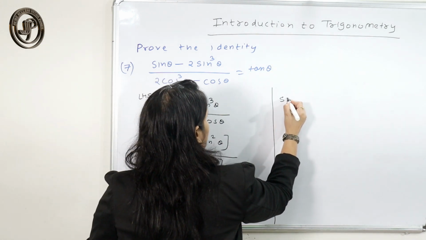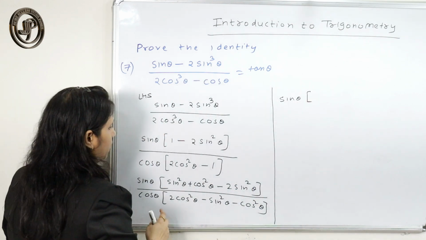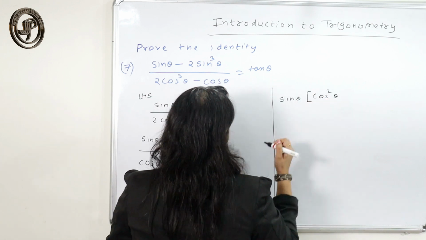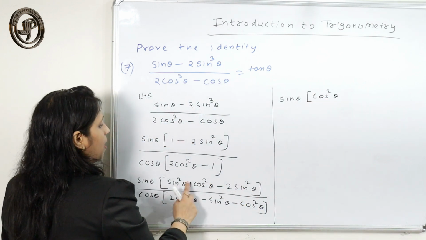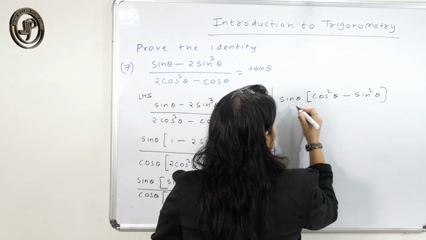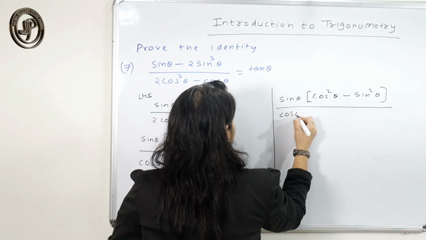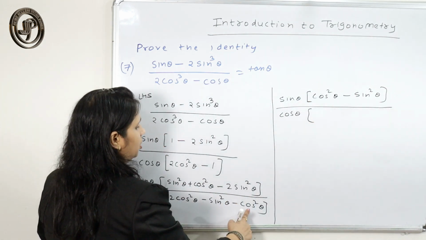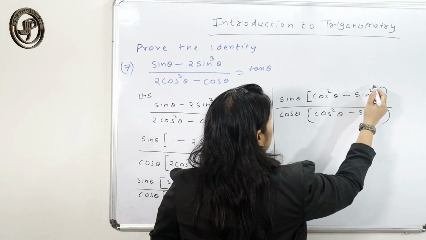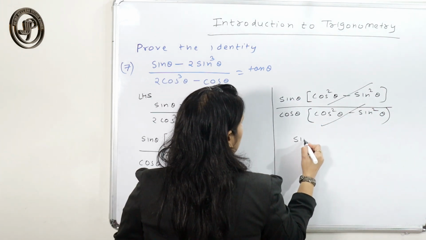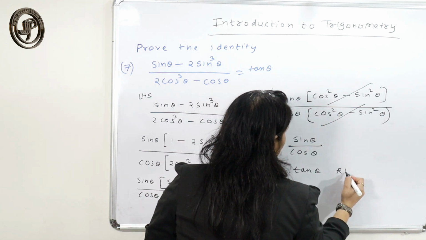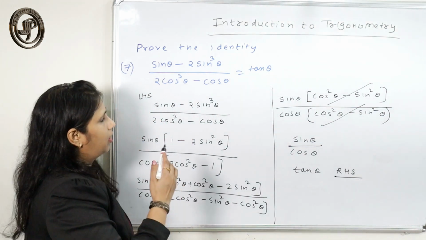Now just simplify. In the numerator there are like terms. It is cos square theta, and sin square theta minus 2 sin square theta, it is minus sin square theta. And in the denominator it is 2 cos square theta minus cos square theta, which is cos square theta minus sin square theta. So this and this will cancel out. So you are left with sin theta by cos theta, which is tan theta, the RHS that I need to prove.